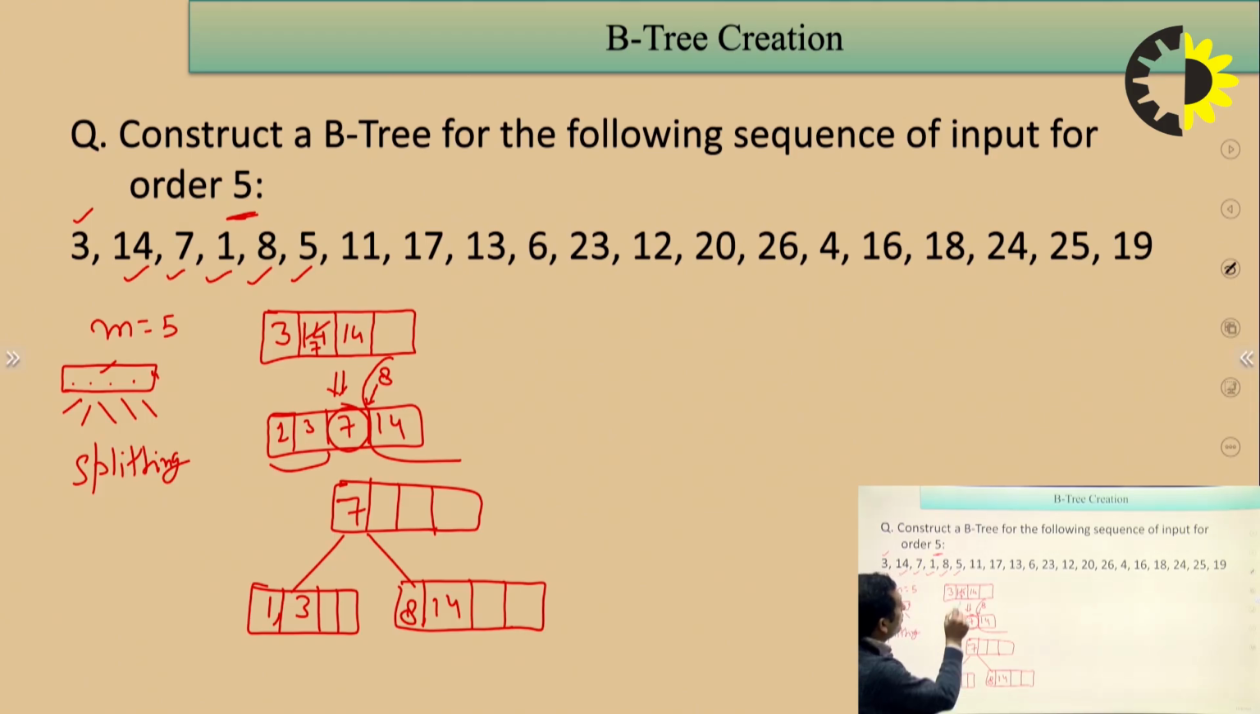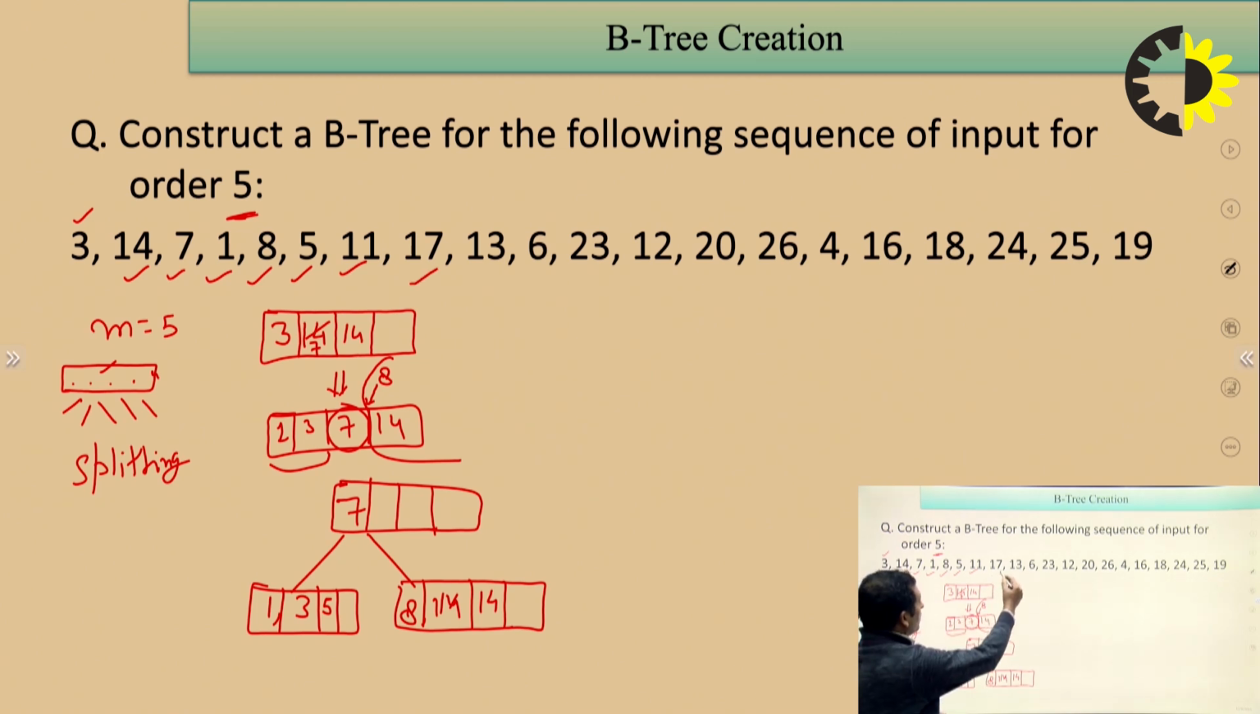Now 5 is less than 7, so come to the left side, following the BST property. This is a leaf node and there is a space, so we can insert 5 in ascending order. Now insert 11. 11 is greater than 7, so come to the right side. There is a space, so keep it in ascending order: 14 will be shifted and 11 will come here.